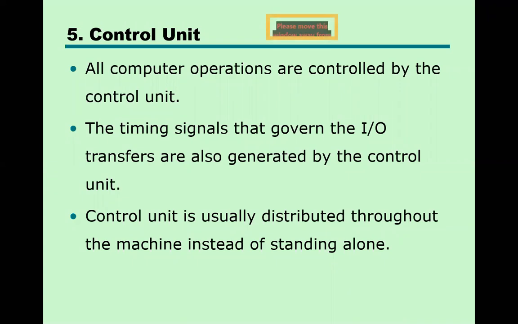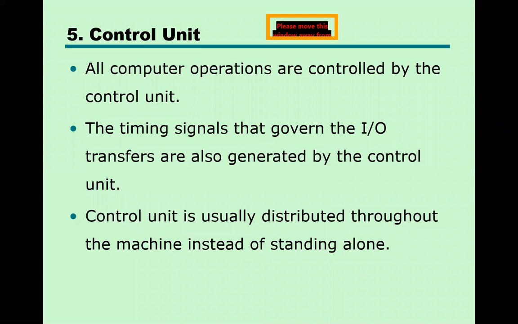The timing signals that govern input-output transfers are also generated by the control unit. And the control unit is usually distributed throughout the machine instead of standing alone, because the control unit controls all types of operation. If you are giving any data from the input unit, the control unit helps you to carry data from the input unit to the memory, from memory unit to the ALU, and after the ALU again to the memory unit and to the output unit. So again, the control unit is required for all of this.